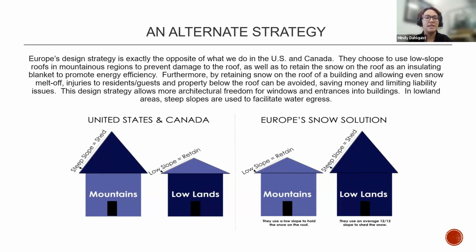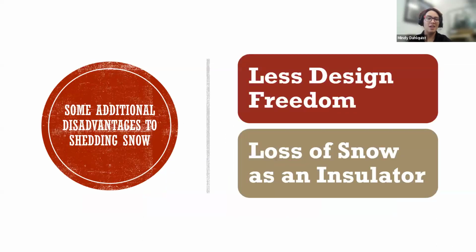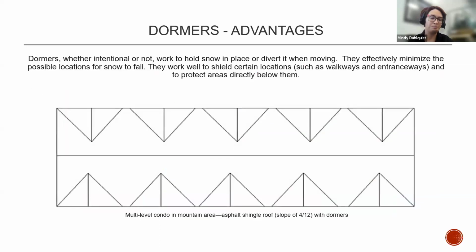And then in the lowland areas, they actually use steep slope roofs. They're just trying to facilitate water egress in those situations. So as I just mentioned, you do have less design freedom when you are shedding the snow, and you're also losing the snow as an insulator as well.